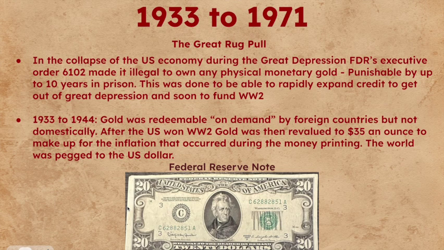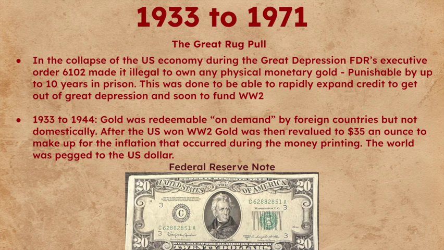Okay, and so then let's move forward here. I call this period from 1933 to 1971 the Great Rug Pull. And so this was, of course, the start of the Great Depression, which was a very tough time for the American people. And then, even furthermore, FDR released Executive Order 6102, which made it illegal for anyone to hold any physical amount of monetary gold, punishable by up to 10 years in prison.